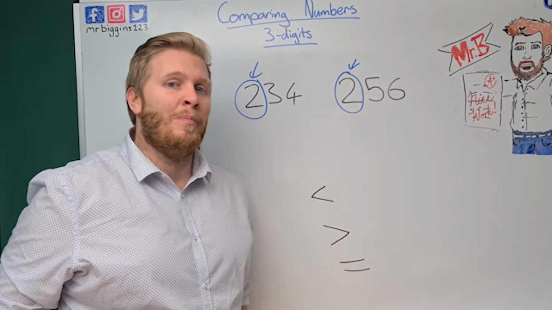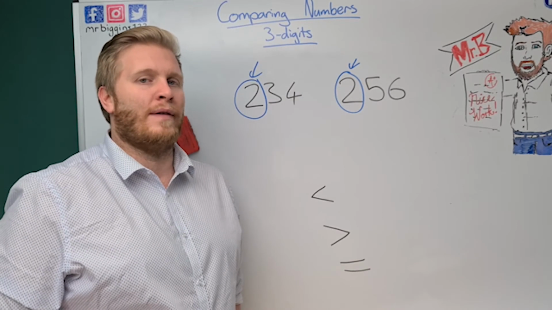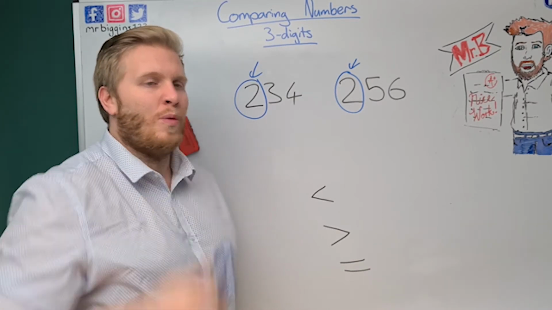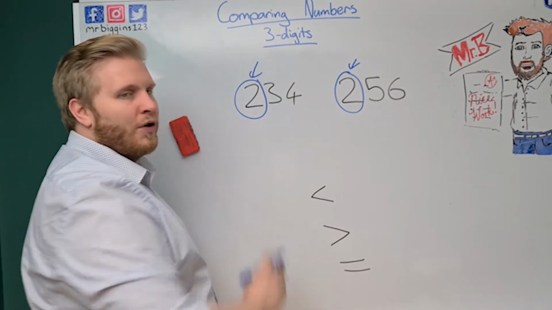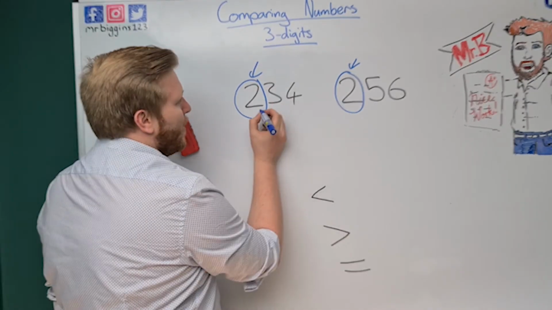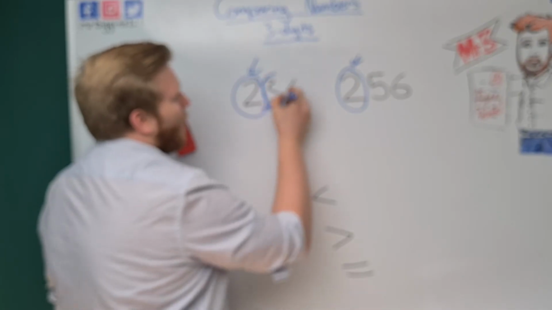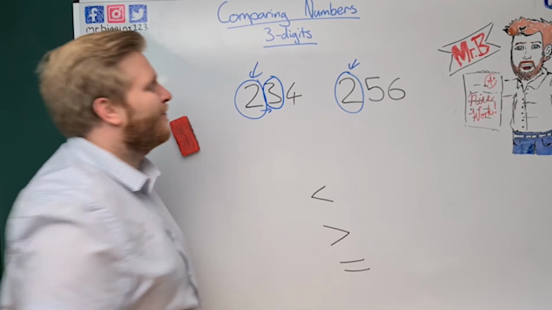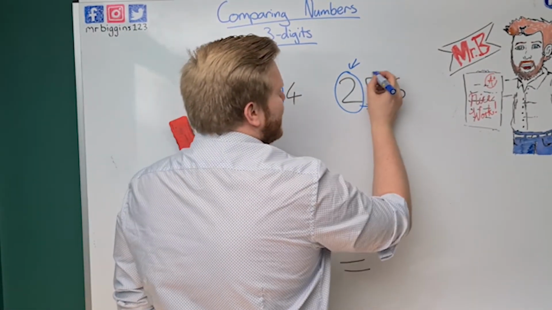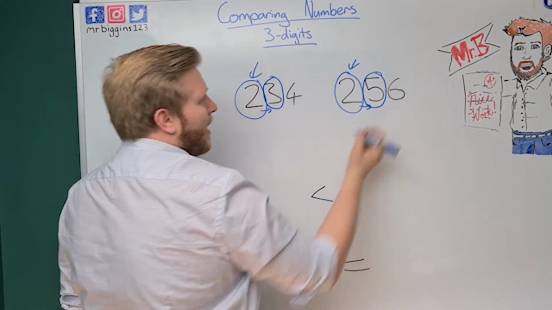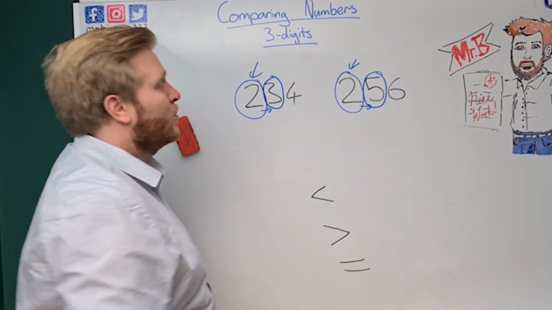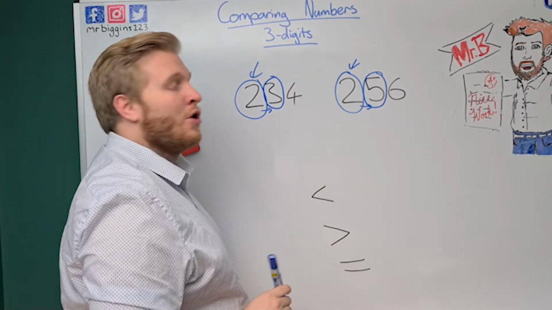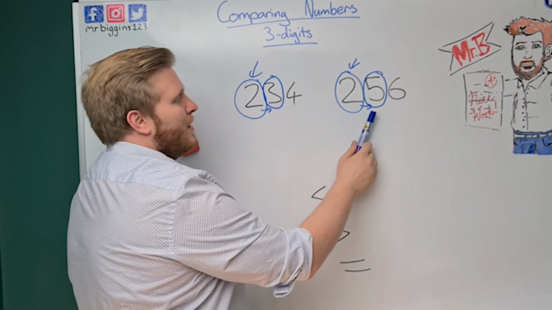Now we've got a problem, they're both the same, they both have 200s. So what we have to do now is move on to the next column. So I'm going to work my way down and look at that one. I have a 3, and if I keep going down this way in this one, I have a 5, okay? So now I have different numbers. I have 3 in this number and a 5 in that number.